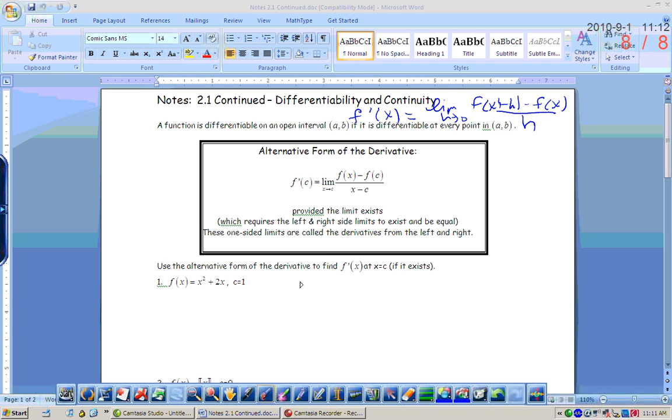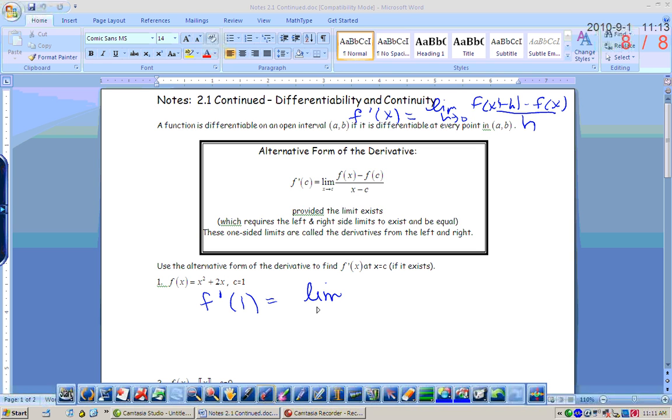All right, so I'm going to use the alternate form of the derivative to find f prime of x at a specific x value if it exists. So number one, f of x equals x squared plus 2x, and I want to find the derivative at x equal 1. Now, yesterday, you would have had to have done the whole big thing up here, this formula, and then plugged in a 1 for x. Now we can do it all in one step and use the alternate form. So the alternate form would be, I'm looking for f prime of 1.